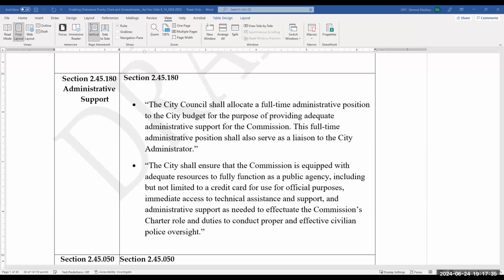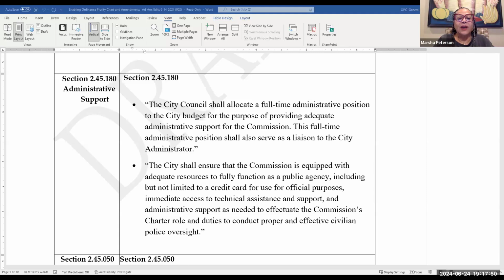Assign a liaison police commission to ensure it is equipped with adequate resources to fully function as a public agency, including but not limited to a credit card and all the things that are in that bullet. Yeah, that bullet is fine now that we've explained the first bullet.